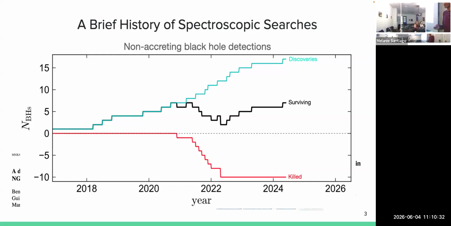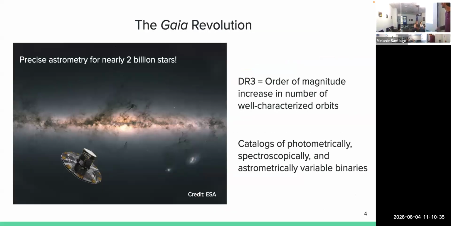So what happened in 2023 that led to this? This was the third data release of ESA's Gaia mission, which is very important as a treasure trove for discoveries because it gave us precise astrometry for nearly 2 billion stars in our Milky Way. And very importantly, it published catalogs of photometrically, spectroscopically, and astrometrically variable binaries, and led to an order of magnitude increase in the number of well-characterized binary orbits in our galaxy.